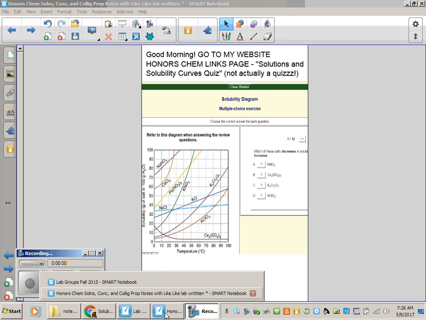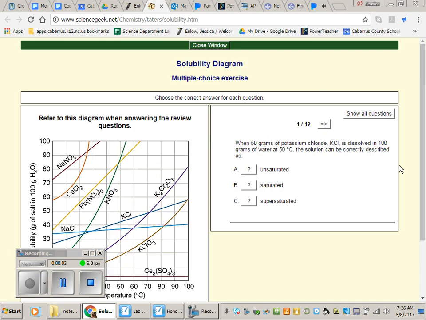So pause on where you are there, and forgive me, it's a little small, but I think you guys can see it decently. So when 50 grams of potassium chloride is dissolved in 100 grams of water at 50 degrees Celsius, the solution correctly can be described as what? So all you have to do is what?